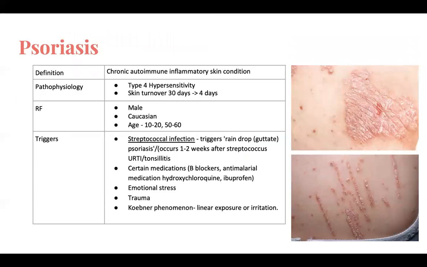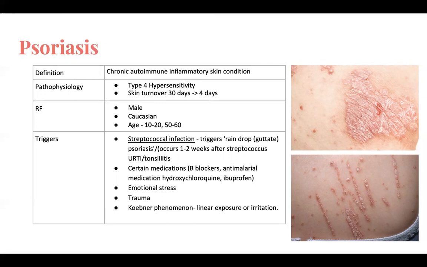The next common condition is psoriasis. This is a type 4 hypersensitivity of the skin that increases skin turnover. It has a bimodal distribution of age, affecting younger people versus older adults. It's important to remember some triggers. The guttate form of psoriasis typically follows a streptococcal infection, and certain medications such as beta blockers are also implicated.